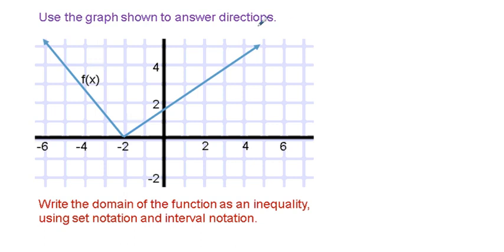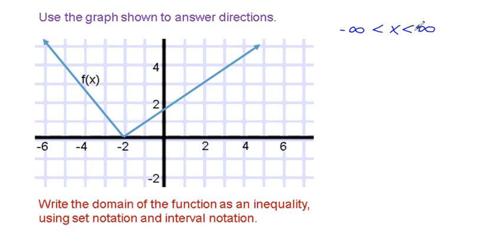Use the graph shown to answer directions. Here we have this graph here in light blue. Write the domain of the function as an inequality using set notation and interval notation. Basically, inequality notation. We have our domain, I hope you can see, coming from the left and going toward the right. And so in inequality notation, we would write that as x is greater than negative infinity, yet less than infinity. So there's your inequality notation.